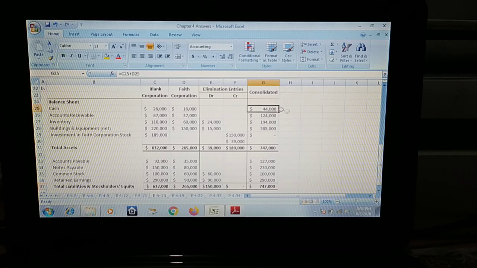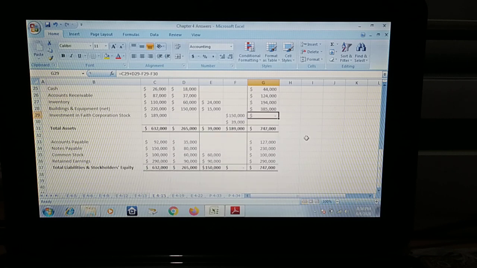After that, you can go to consolidated column. You just sum it, okay. For asset, remember, if there's a debit amount, you plus it, yeah. And then investment must be 0 as always, okay. Similar with accounts payable and notes payable. Then common stock will always minus the debit columns. Retained earnings will be the same. Then you sum it. If you get the balance amount of total assets and total liabilities and stockholders' equity, then it is done already.